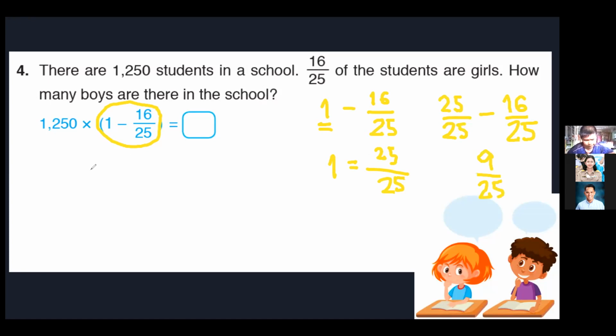So it will be like this. 1,250 times. The answer here, 1 minus 16 over 25 is 9 over 25. So 9 over 25.